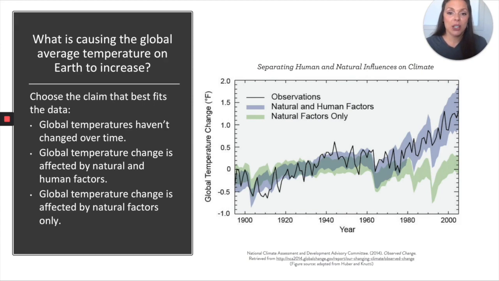Remember, when we take a look at a graph, we want to start out by looking at the titles so that we understand what the graph is actually telling us. So here, our graph says separating human and natural influences on climate. So let's think about that for a moment. Separating human and natural influences on climate. What's a human influence on climate? How do we as humans influence global temperature and global climate?